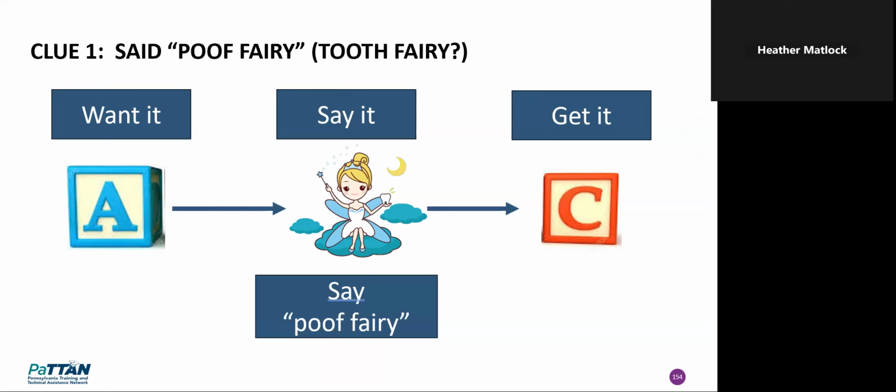The error one day was she said "poof fairy." And it sounded like possibly it could be tooth fairy, but if you don't know what that meant, neither did I. All right, so to figure this out, I had to look for some additional clues.